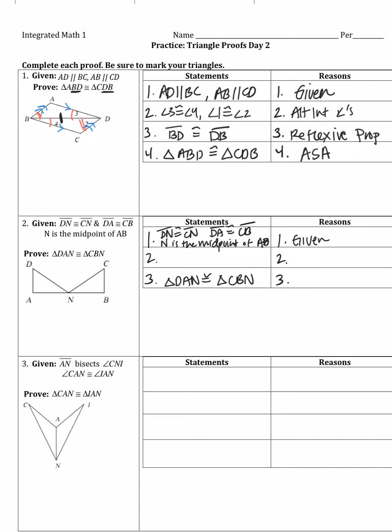Okay, so let's mark it up now. DN is congruent to CN. DA is congruent to CB. And N is the midpoint of AB. That means these two segments are congruent. I marked it, so I'm going to mention it, that segment AN is also congruent to segment BN by definition of the midpoint. It said there's a midpoint, and that's what it means, that it's going to cut that big line in half. And now I can see the two triangles are congruent by side, side, side.